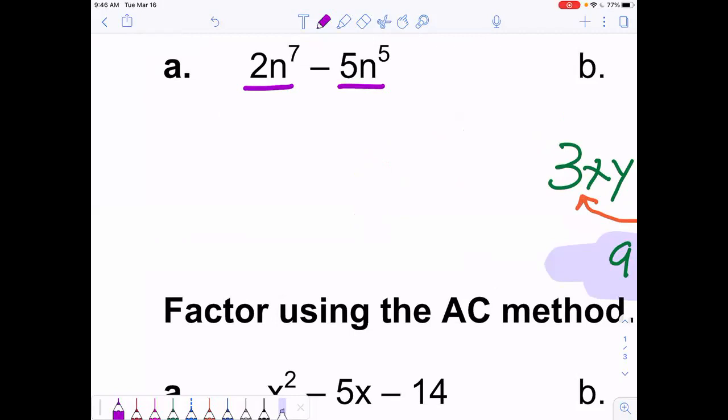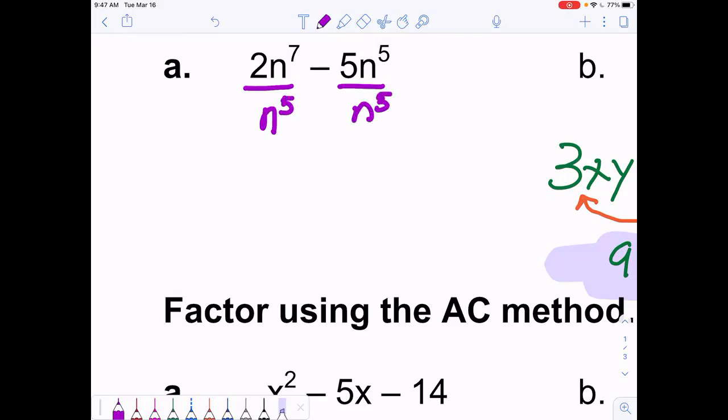And whenever you take out, that number always goes in front, or that variable goes in front. Don't forget that step. Anya, what's the GCF here? Two. Does 2 go into 5? No, wait, 1. Okay, so 1, because you can't have a number there. So how about the variable? And so what? N to the 5th. Yeah.